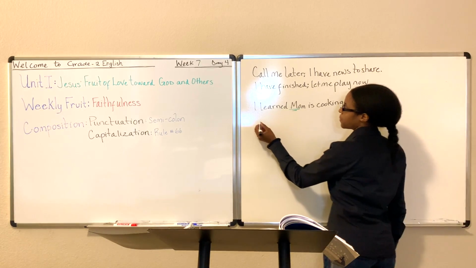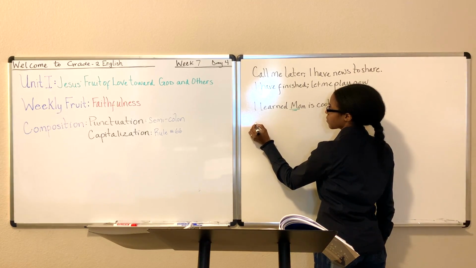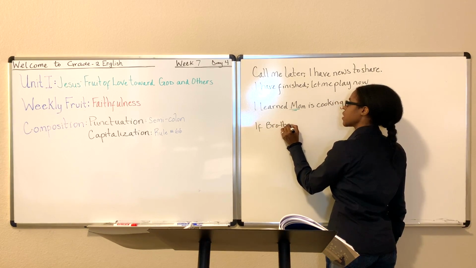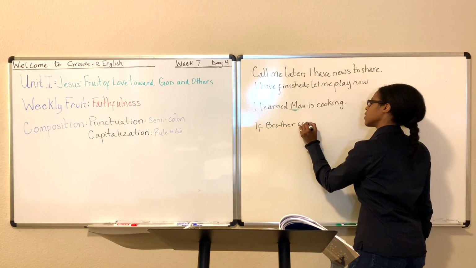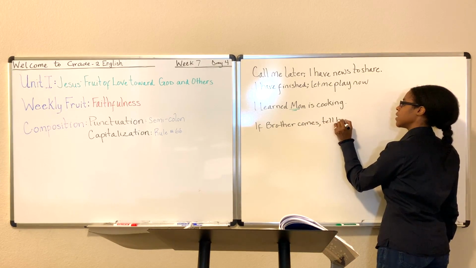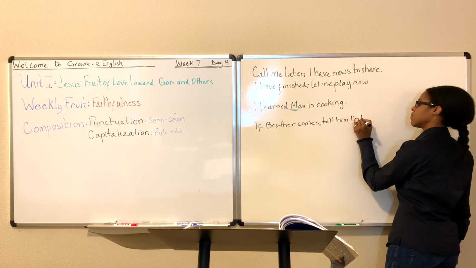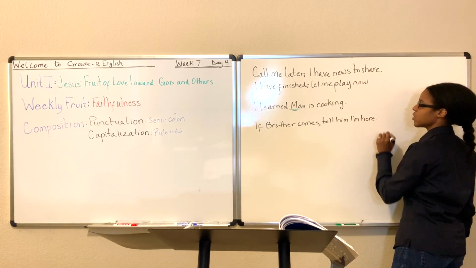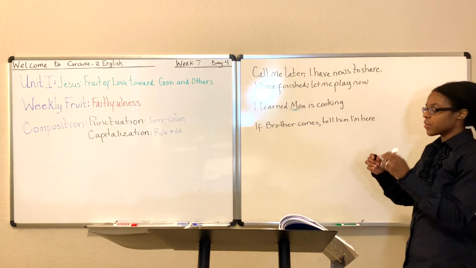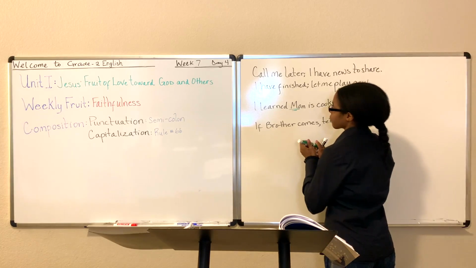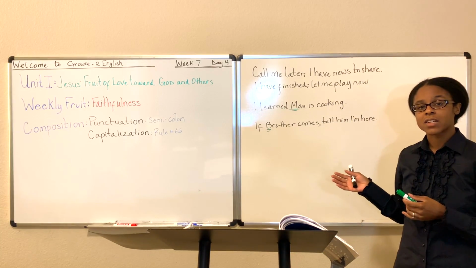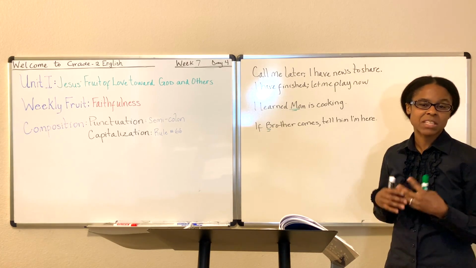Let's look at another example. If brother comes by, if brother comes, comma, tell him I'm here. Okay, so here we have, if brother comes, the B in brother capitalized. It's capitalized because, once again, we're using the word brother, basically replacing his name with brother.